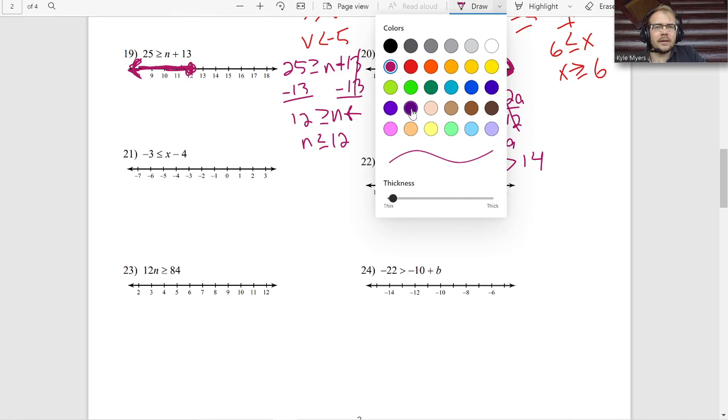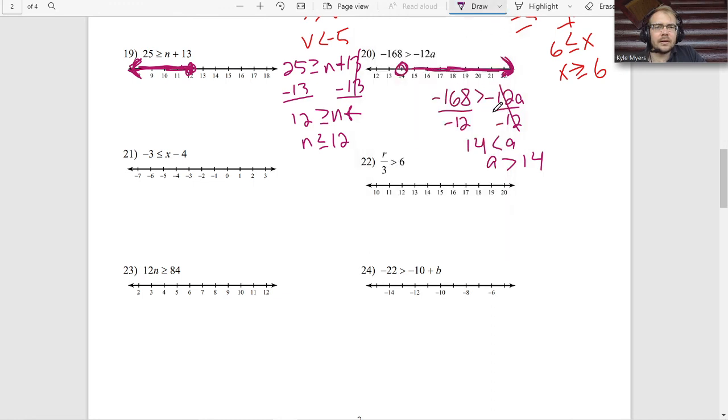Okay, what colors have I not done? I haven't done this color yet. Let's do this color. So negative 3. We want to add 4 to both sides. Let me rewrite it real quick. Add 4, add 4. X and 1, and then we want to flip it. So x less than or equal to 1. I didn't flip it.